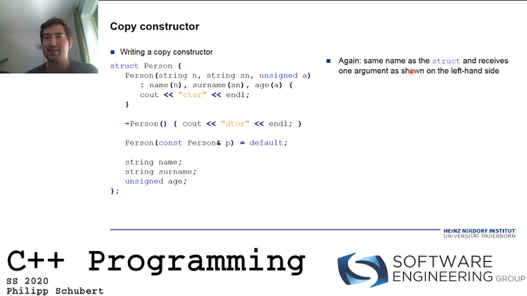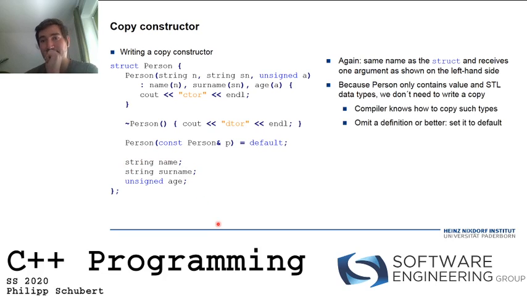So again, same name as the struct, and it receives one argument as shown on the left-hand side. Here in this case, we can set it to default because we are only using STL types and built-in types, and the compiler knows how to perform copies of those types. So we can just set it to default.